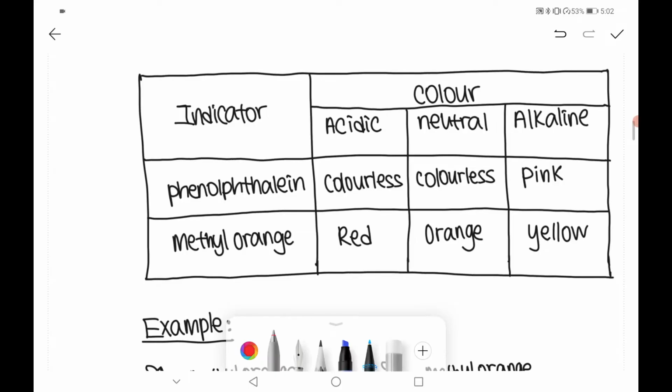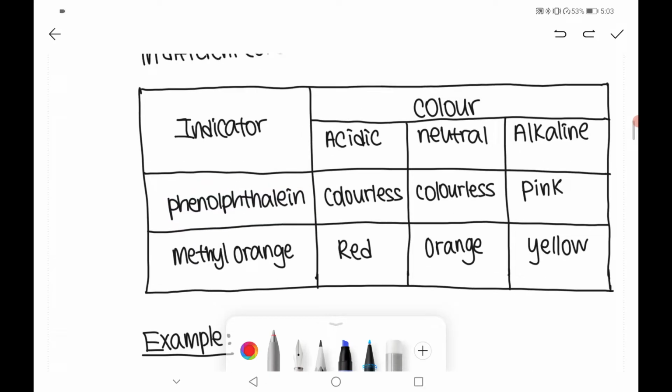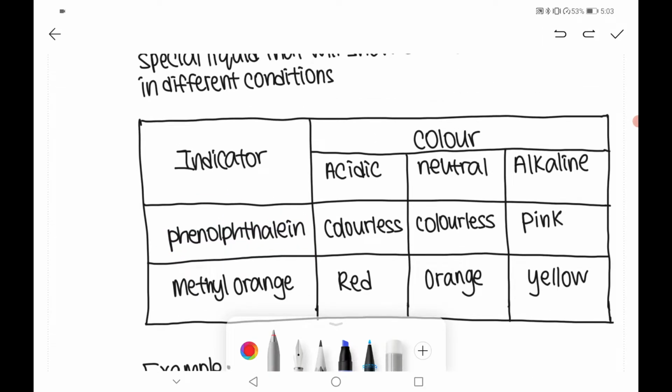There are a total of 2 indicators that you need to know in SPM. In SPM, you only need to focus on 2 indicators. The first indicator is called phenolphthalein. The name is very long and very weird, but you need to be able to spell it. I can see many students always spell the name wrongly. You must know how to write the name. If you don't know how to write this, as usual, take a piece of paper and copy the name phenolphthalein a few times. It will help you to memorize the name. This one you must know.